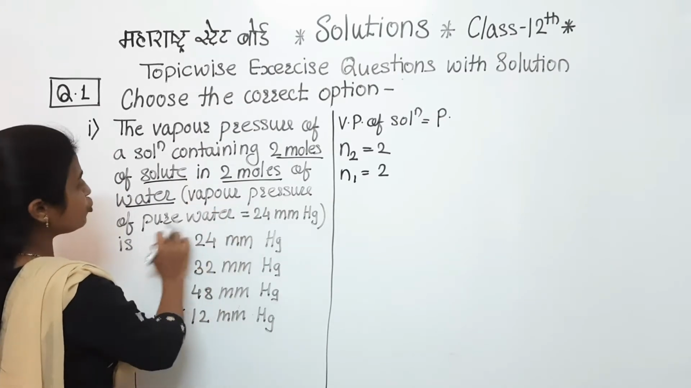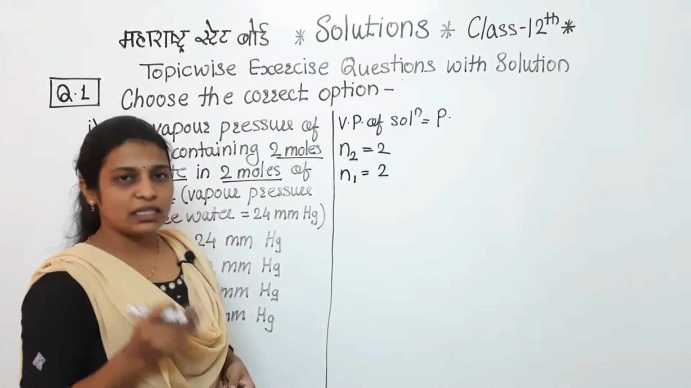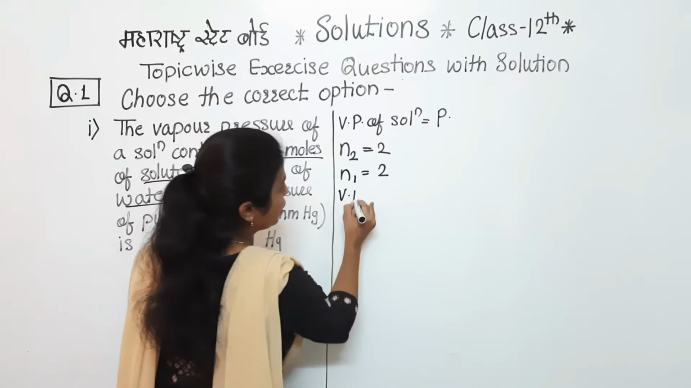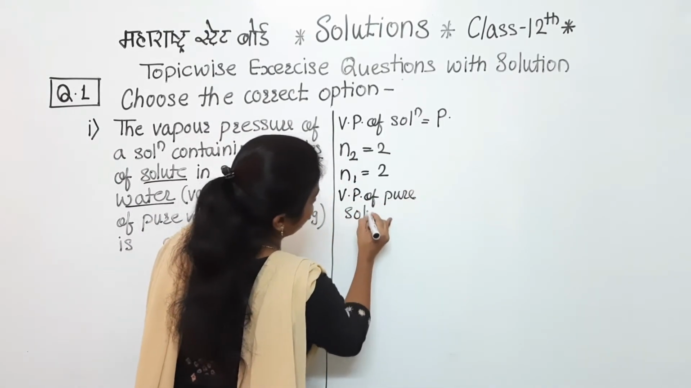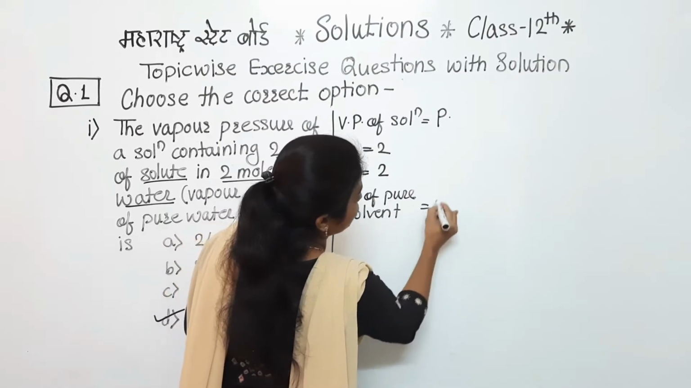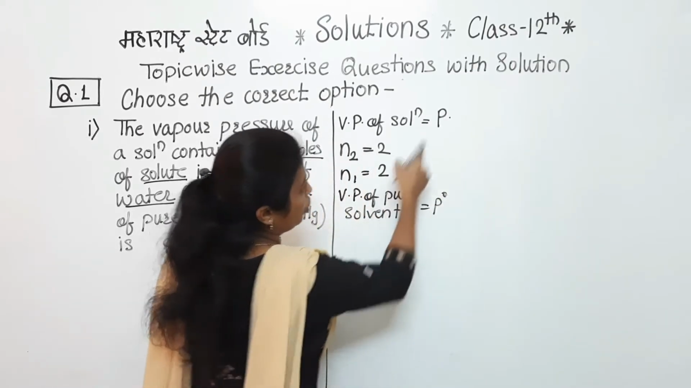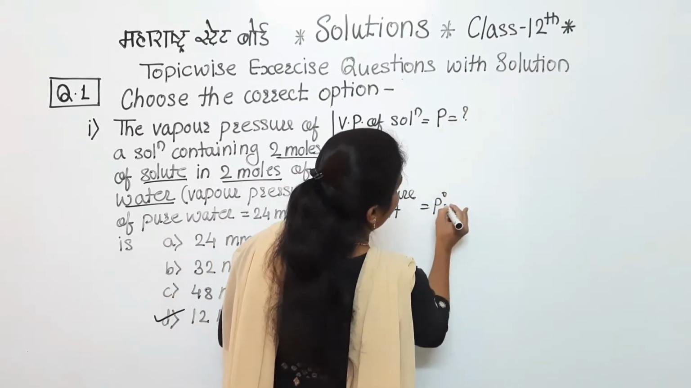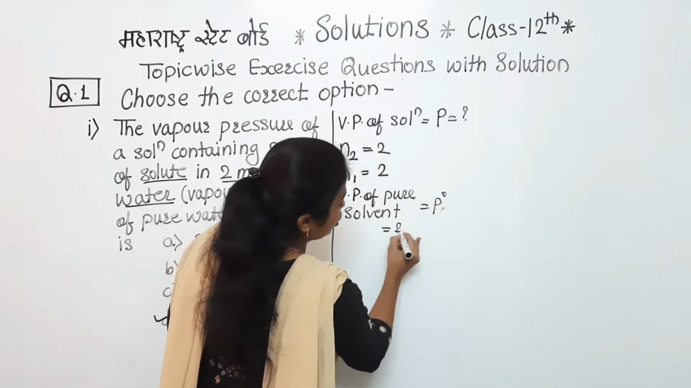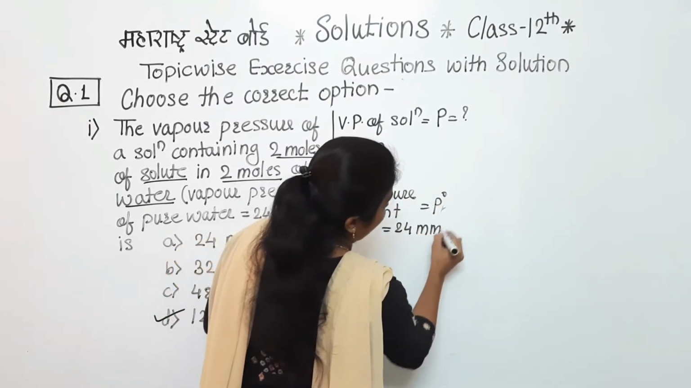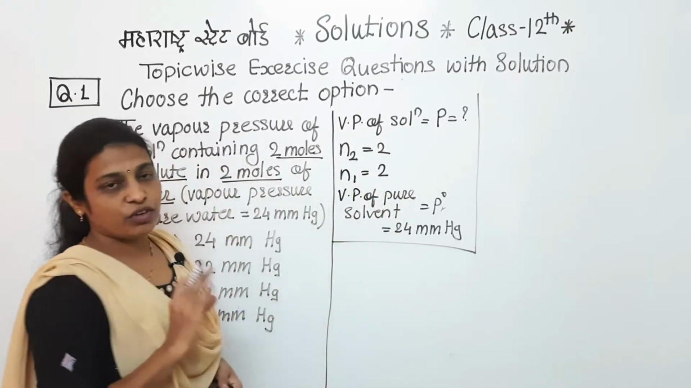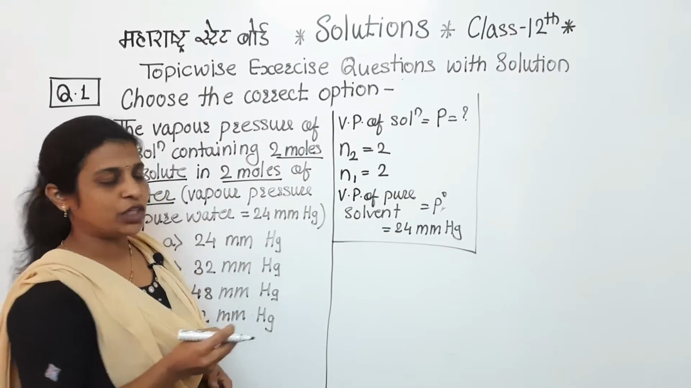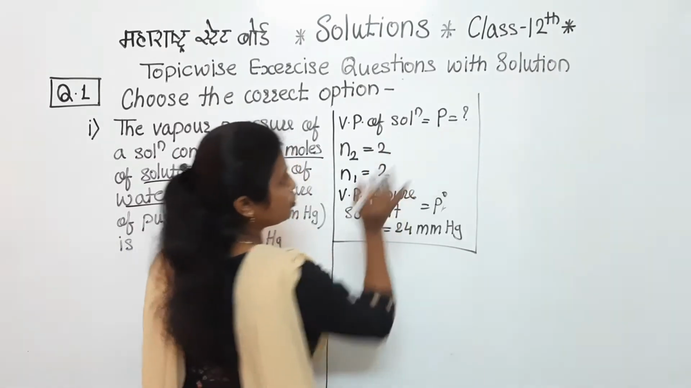The vapor pressure of pure water means, again, they have given the vapor pressure of the pure solvent, which is denoted by the symbol P naught. We have to use the P naught. It is given, how much is it? 24 mm Hg. Hopefully it is understood what is given in that numerical or objective. What we have to find out, that also we have written.